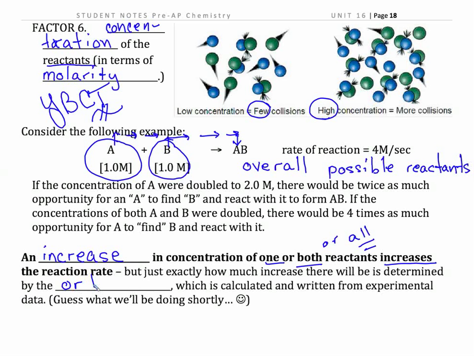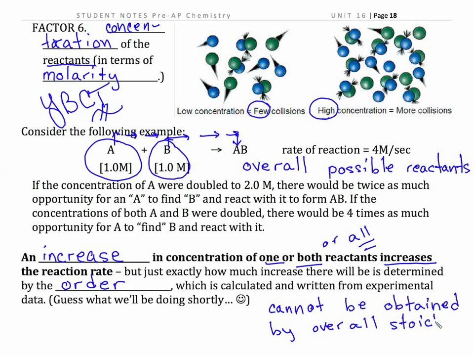We're going to define that impact by a term called the order of a reaction. And that order of a reaction cannot be obtained by the overall stoichiometry, because that order comes from the steps that are involved. The overall just says, hey, I looked at it at the beginning, it had A plus B, I checked it at the end, and A and B were together. It doesn't say the pathway.